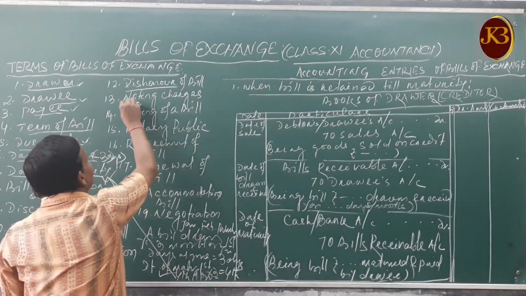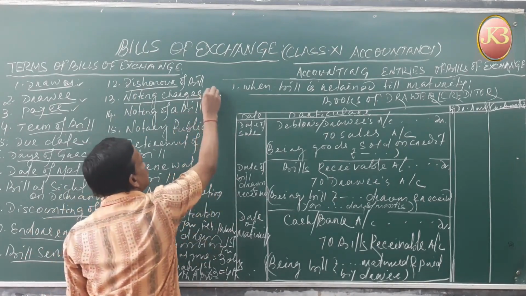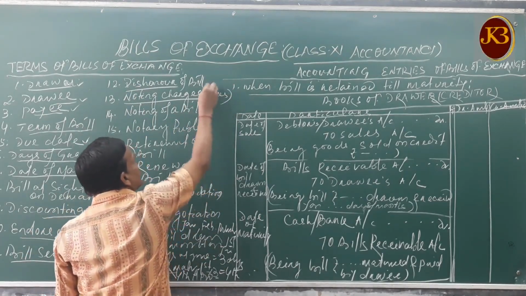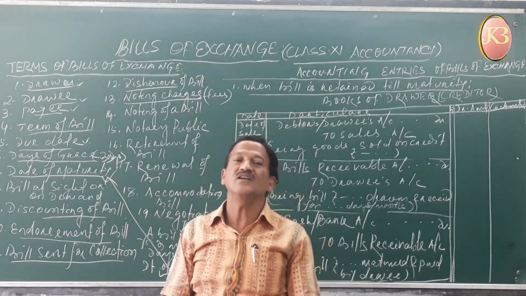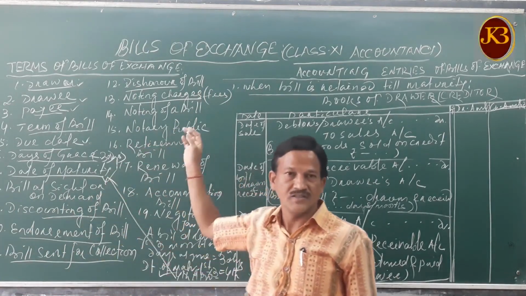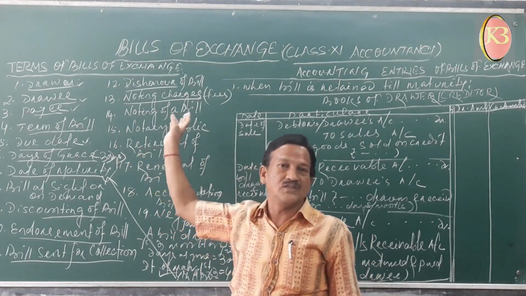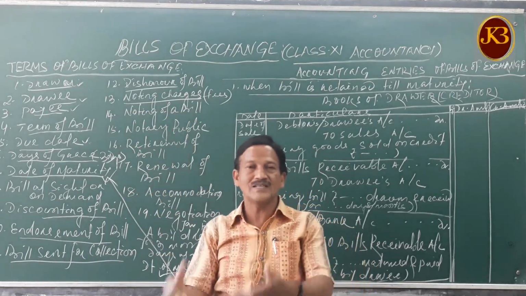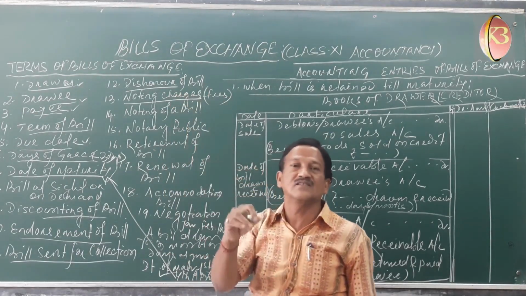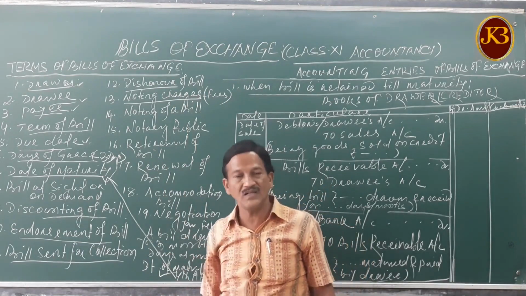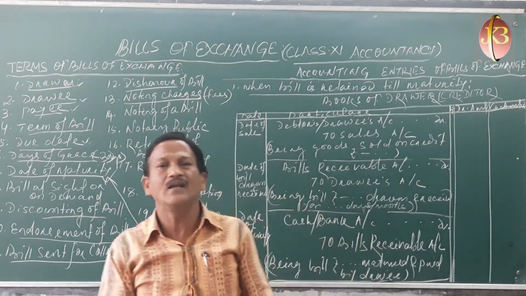Then noting charges. Noting charges is the fee collected for the dishonor of the bill from the drawee, because the drawer will send the bill for noting. When the bill is dishonored, the fee charged for the dishonor of the bill is called noting charges. That is the legal fee.